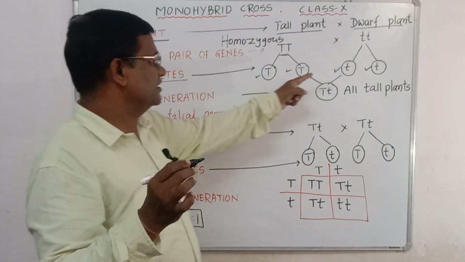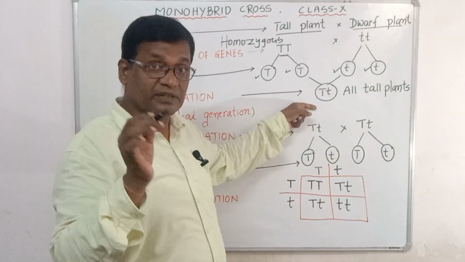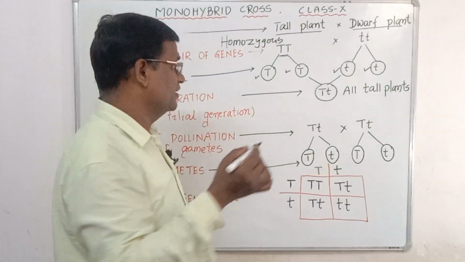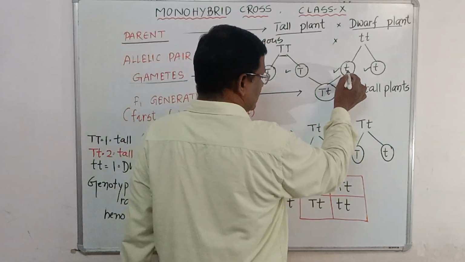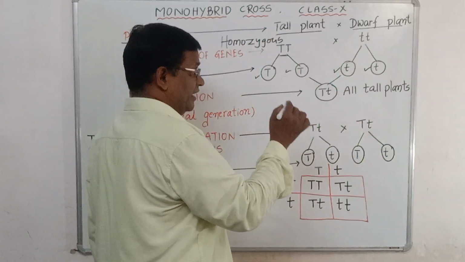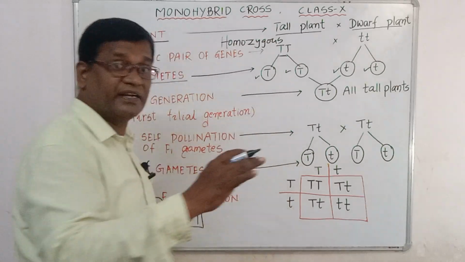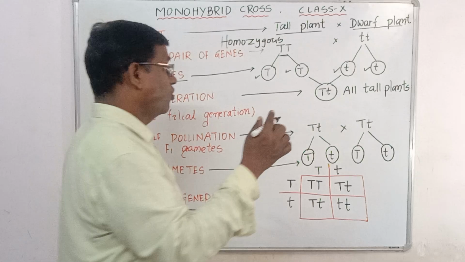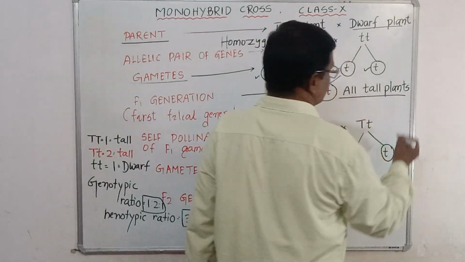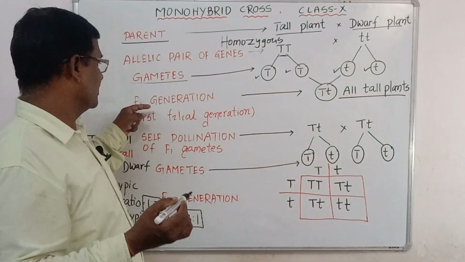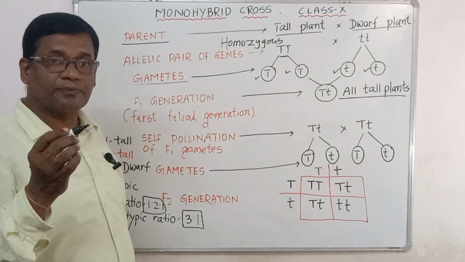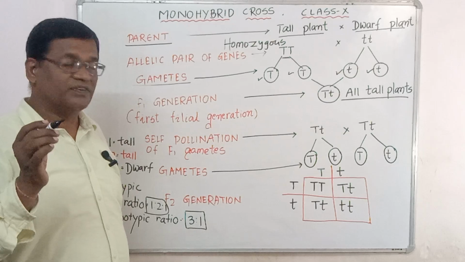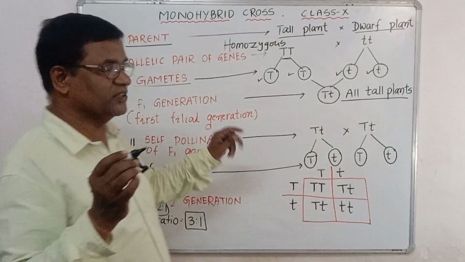Then when these two parents combine, what is their offspring? Don't forget, you recall that in our father generation, one capital T will come and one small t will come, and it will combine. Here all the plants of the generation become tall plants. And this is called the F1 generation. F1 means first filial generation.